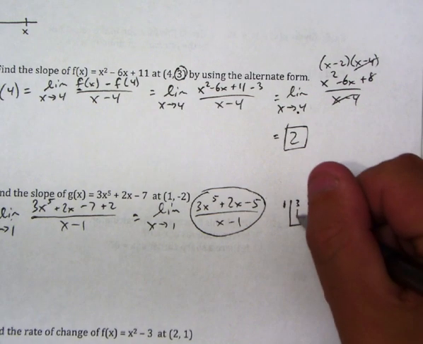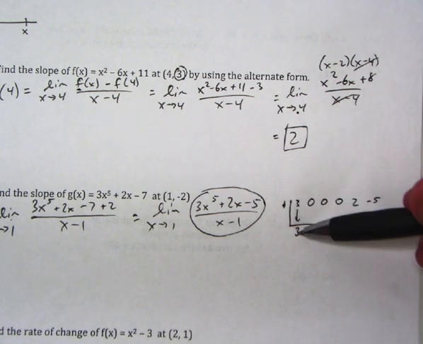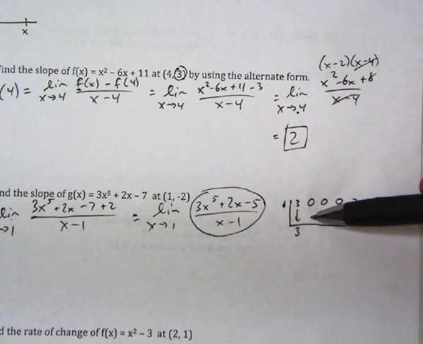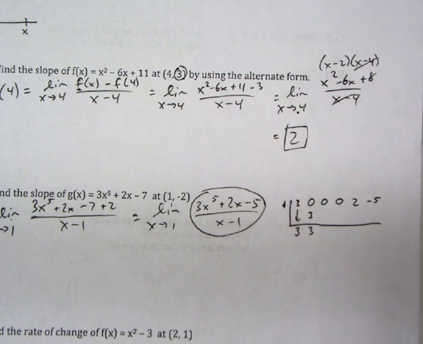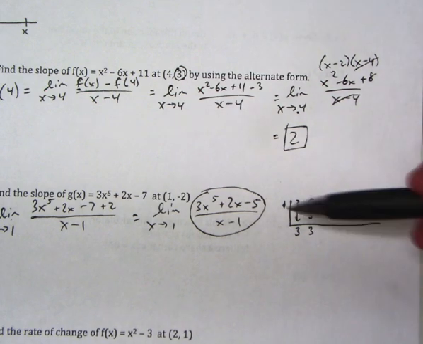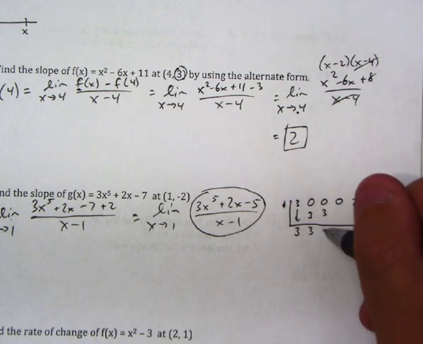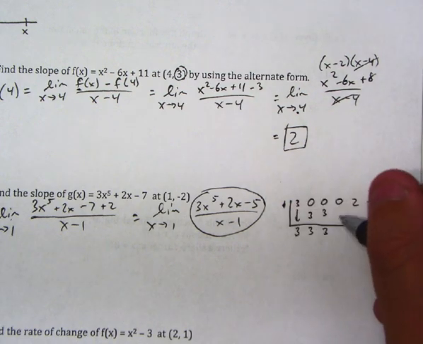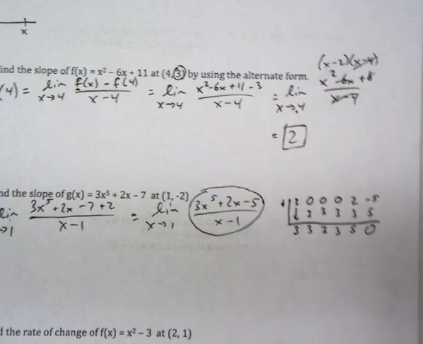That first number you just bring down. And then we multiply 1 and 3 together. That goes here under the 0, so 3. And we add straight down. And then we repeat. 1 times 3 is 3, add. 1 times 3 is 3, add. 1 times 3 is 3, add. 1 times 5 is 5. We get a remainder of 0.